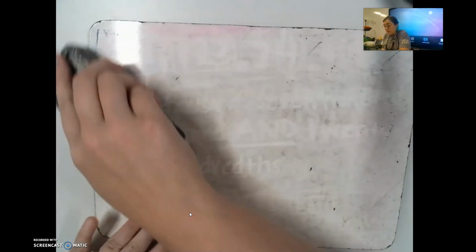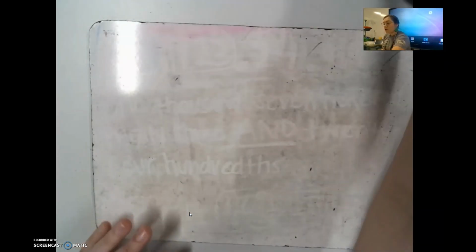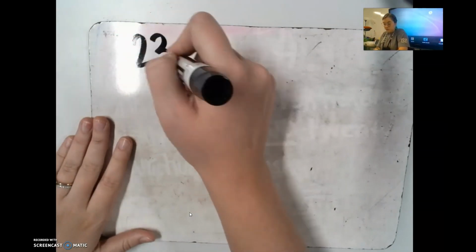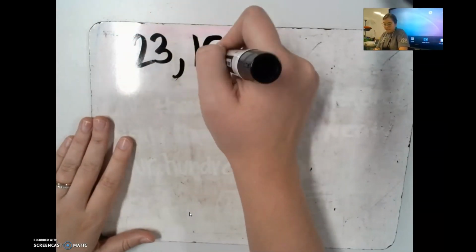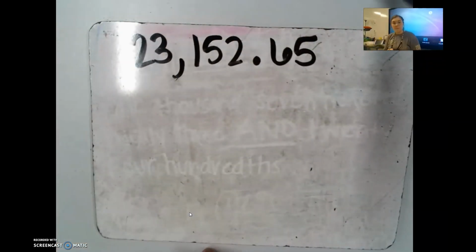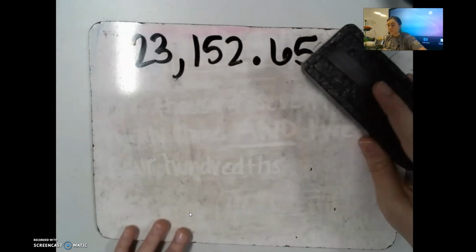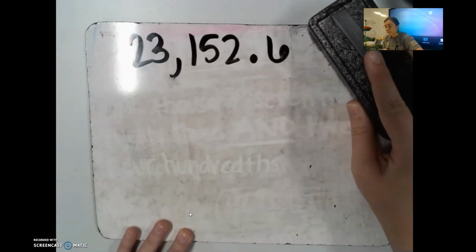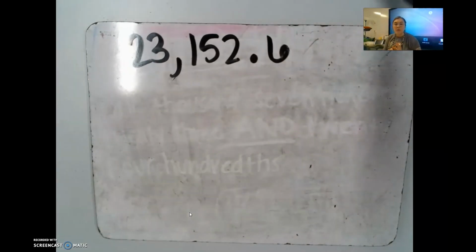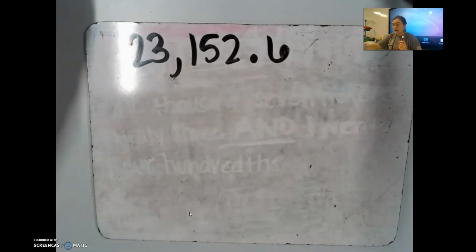Okay, we're going to try it one more time. I'm going to give you a number. You're going to pause the video and write the number in word form on a scratch piece of paper, okay? Ooh, I'm going to trick you. Let's see if that'll trick you. Okay, I want you to pause the video, and I want you to write that in word form.